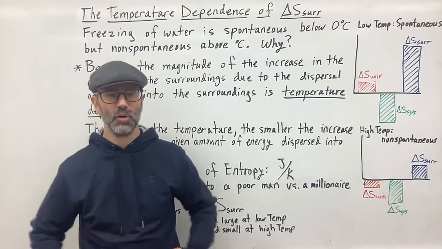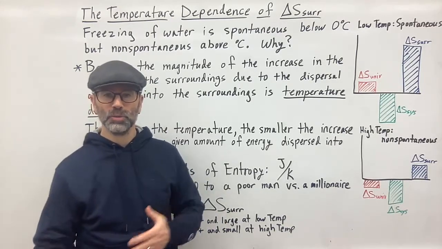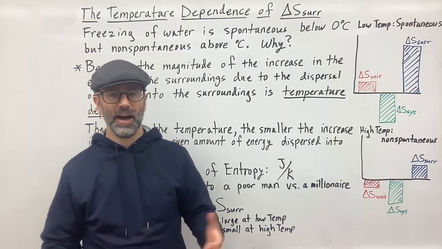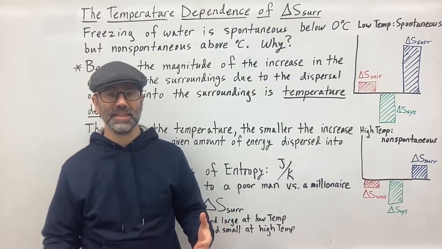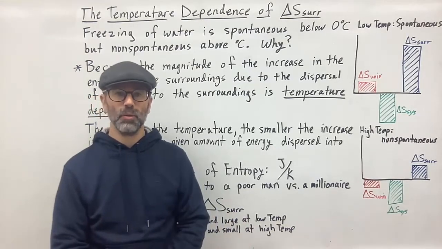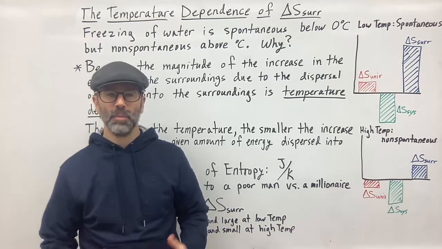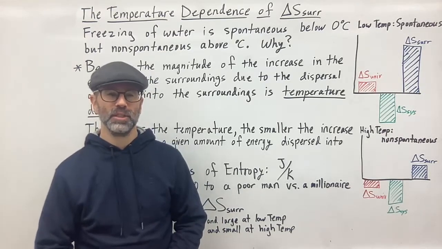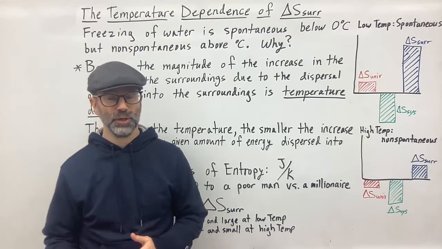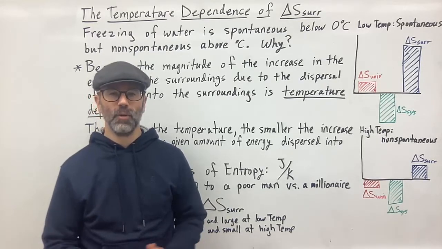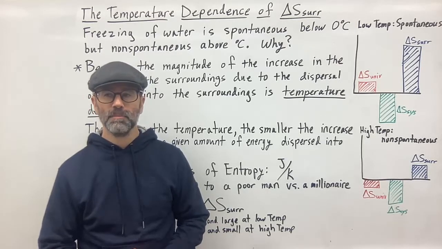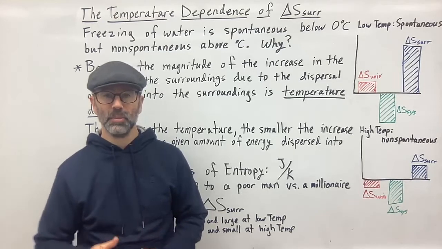So we saw that freezing of water is spontaneous below 0 degrees Celsius, but it's non-spontaneous above 0 degrees. So we don't spill water on the table at our home and see it spontaneously freeze, right? But we do see it spontaneously freeze if we put it in our freezer, right? Why is that? Why is it that it's non-spontaneous above 0 degrees?